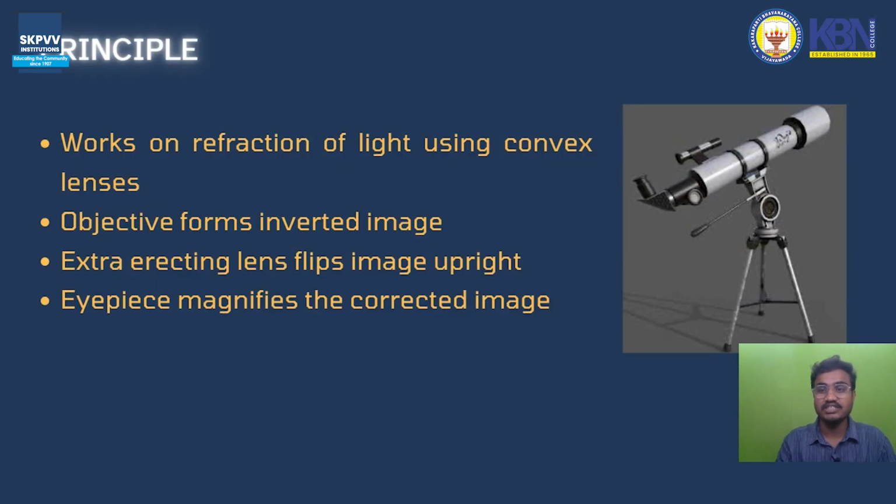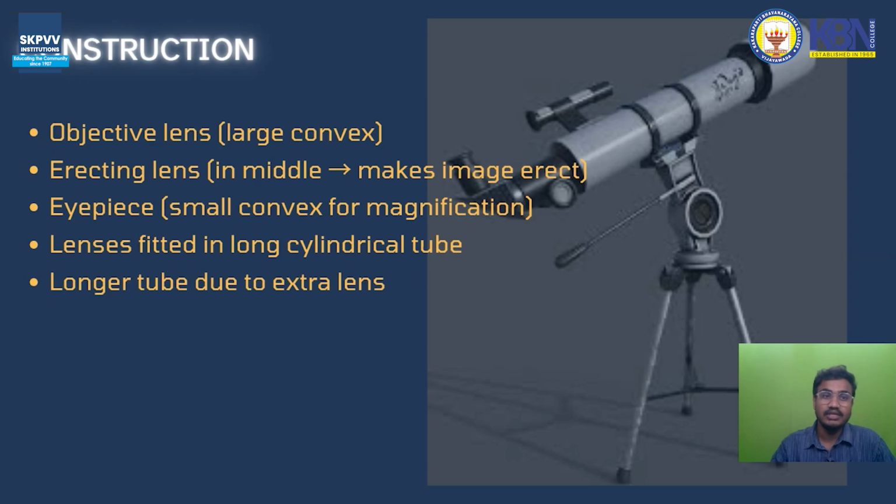Coming to the principle, it works on the principle of refraction, where it will have two lenses, one is the objective and the other one is the eyepiece lens. The objective lens forms an inverted image which will be enlarged, and this will become the object for the eyepiece lens. This eyepiece will magnify the corrected image.